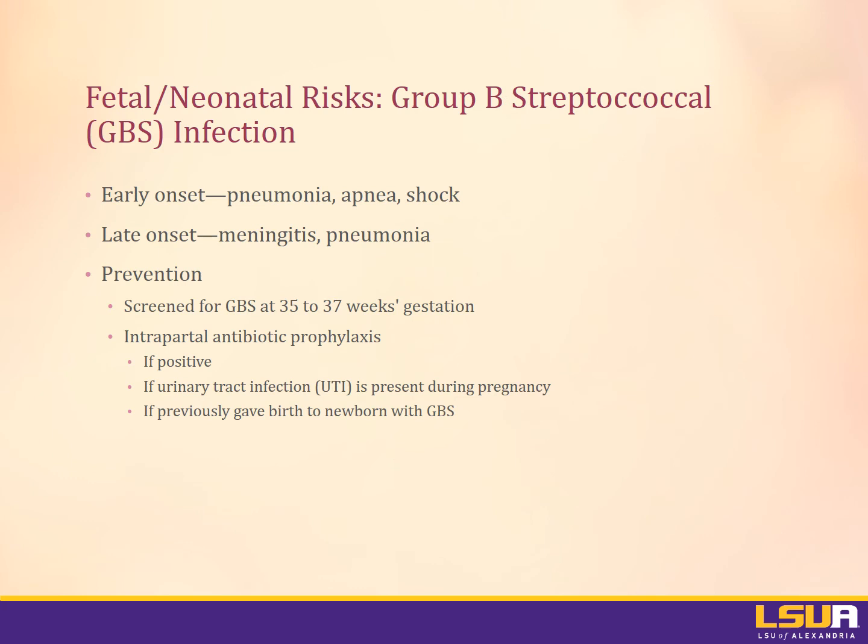Group B strep, we talk about this a lot. If mom is a carrier, the baby contracts it, and we haven't provided prophylactic antibiotics: early onset group B strep is pneumonia, apnea, and shock. Late, the baby can develop meningitis and pneumonia. So we screen at 35 to 37 weeks.